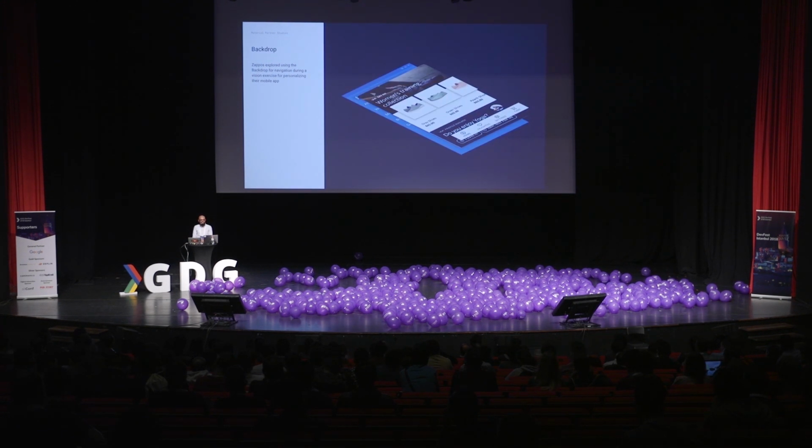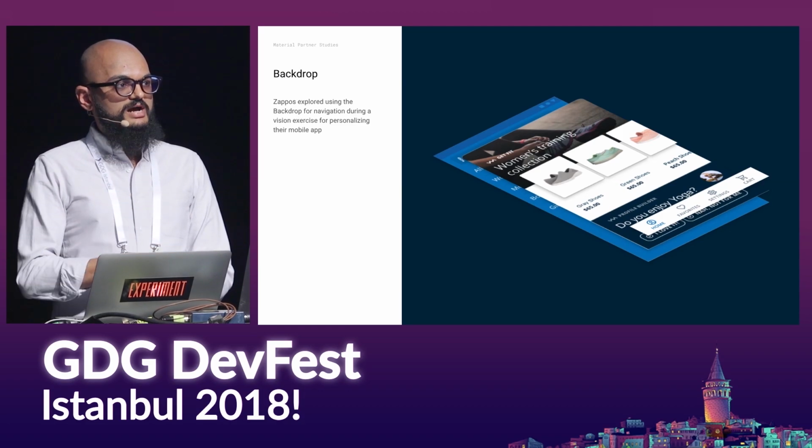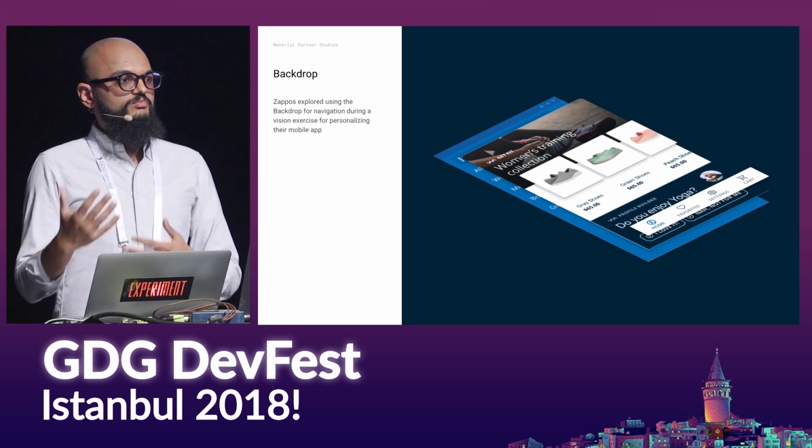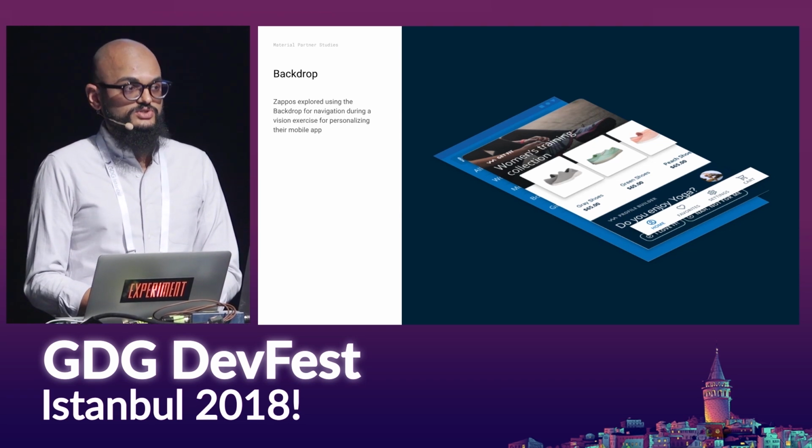And Zappos, which is an e-commerce retailer that sells shoes, used the backdrop as part of their explorations for how to make their app more personal. If they move their navigation from the front layer of their app to the back layer, it could free up room for them to do more personalized offers and content for their users.